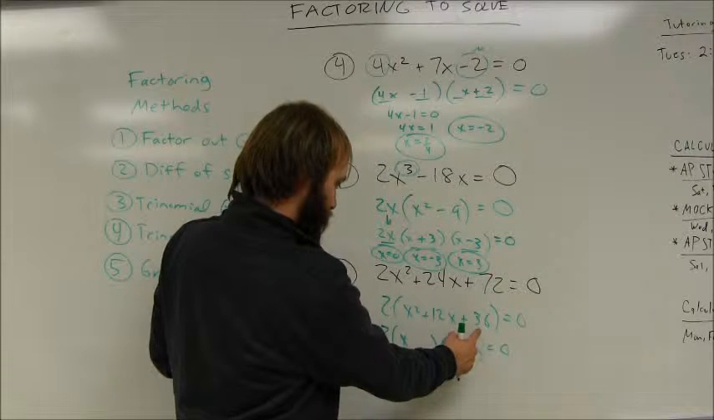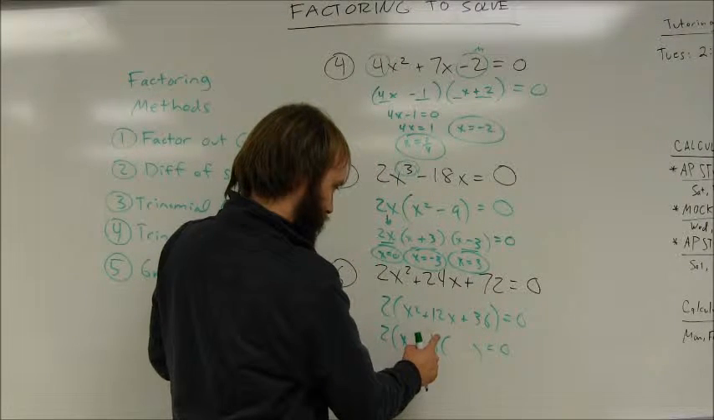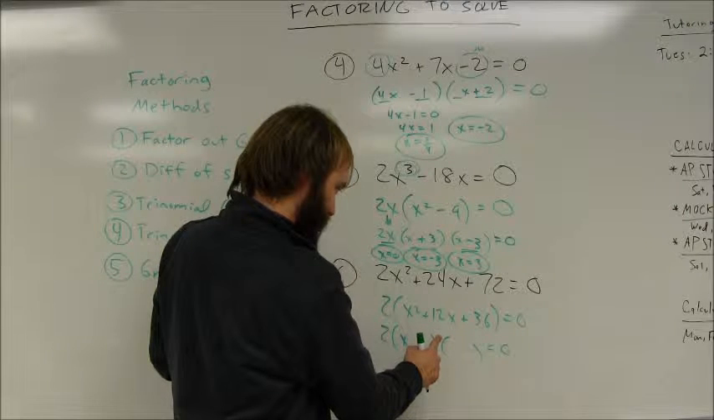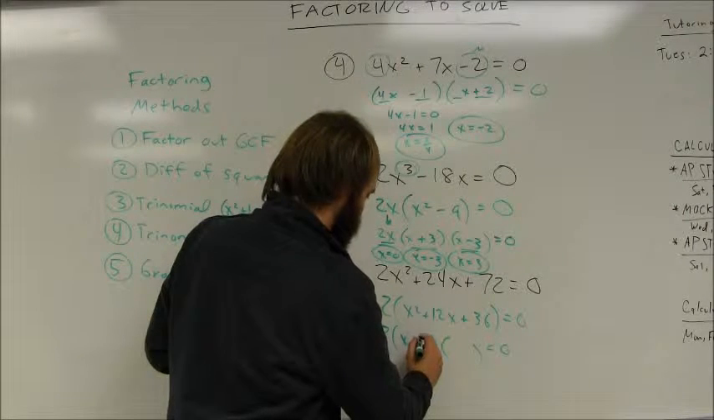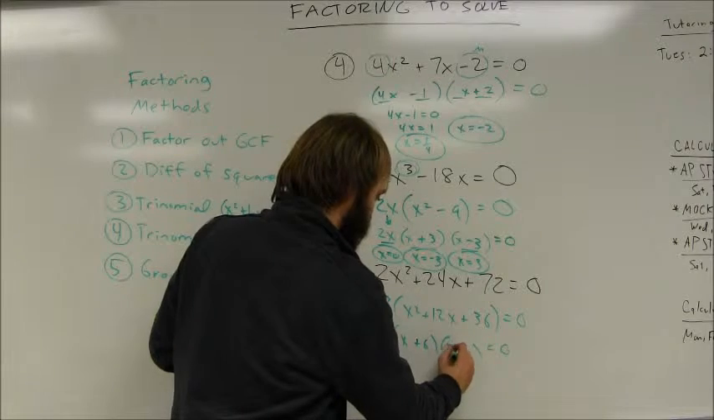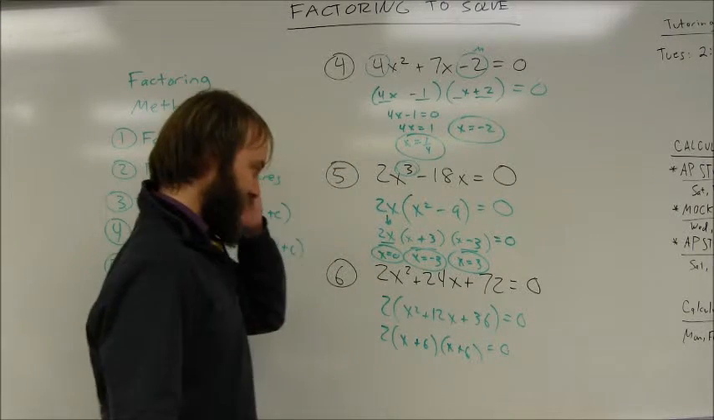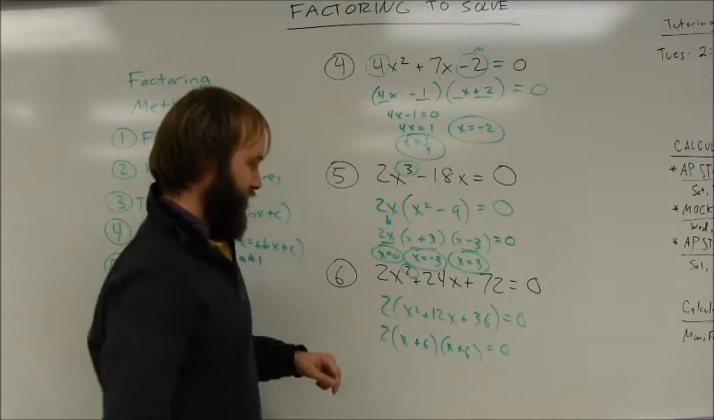9 times 4 is 36. That doesn't work. 3 times 12 is 36. 6 times 6 is 36. Okay. So that's going to be x plus 6 times the quantity x plus 6. And interesting, it's quadratic. You expect to get 2 solutions.